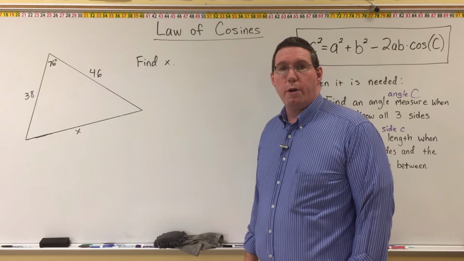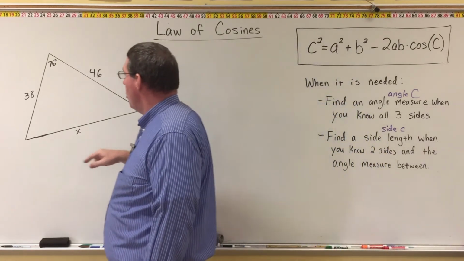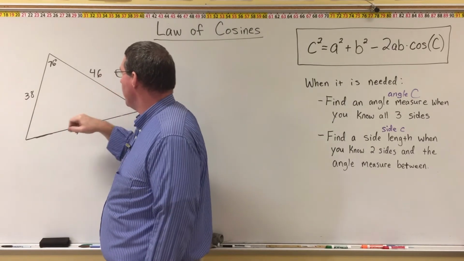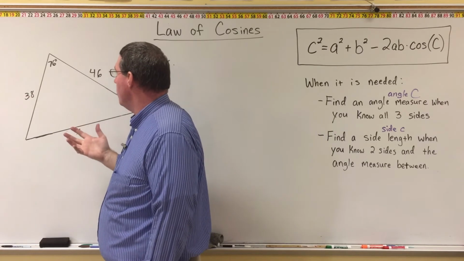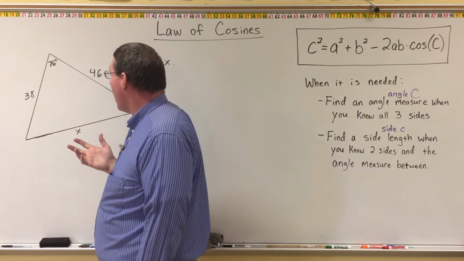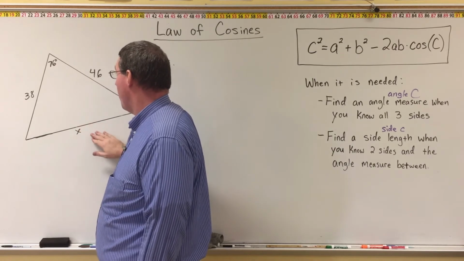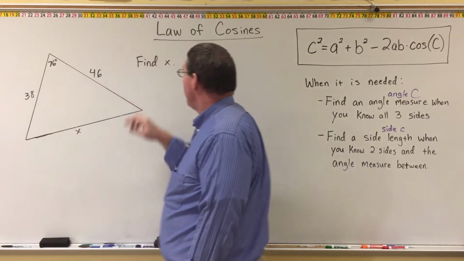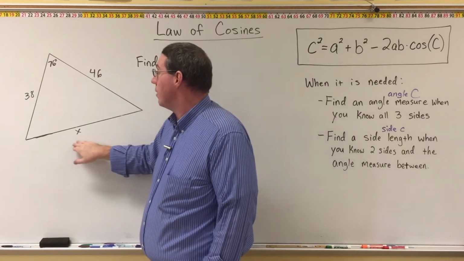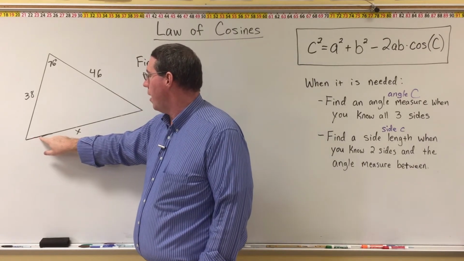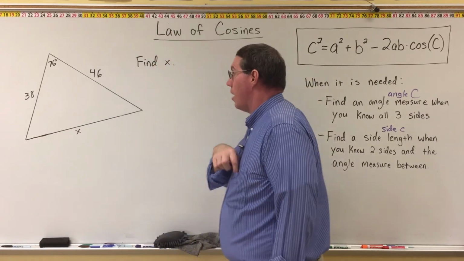In this example, we've got our triangle, but in this case we have two side lengths and the angle measure that's between the two sides. So we can't use the law of sines because we don't have the length of the side across from the angle measure. But we're not even looking for an angle measure anyway. It says find x, the length of the side across the way, and so we can use the law of cosines for this.